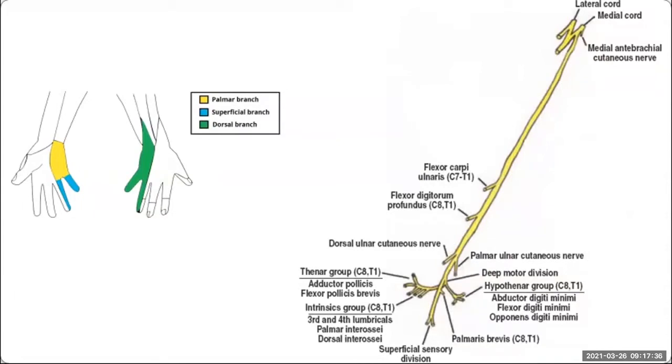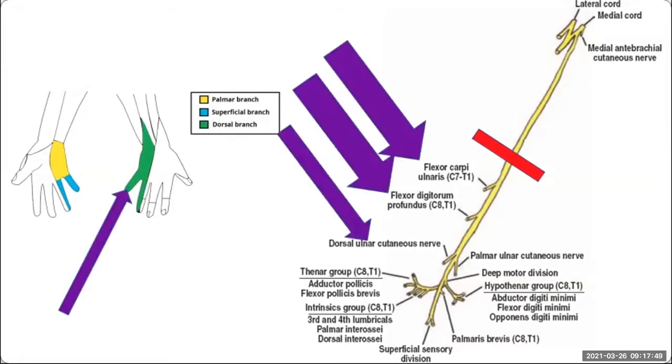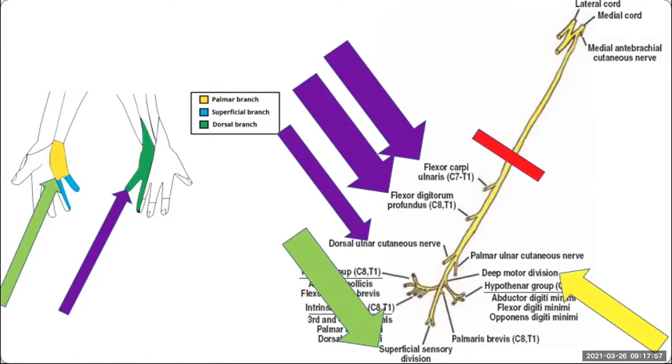Yellow and blue is on the volar aspect while the green is on the dorsum. The diagram on the right shows the motor and sensory branches of the ulnar nerve. In compression at the elbow region, there is involvement of the branches to the FCU, FDP and dorsum of the hand as shown by the purple arrows, palmar sensory as shown by the green arrows, and deep motor branch supplying the intrinsics as shown by the yellow arrow.